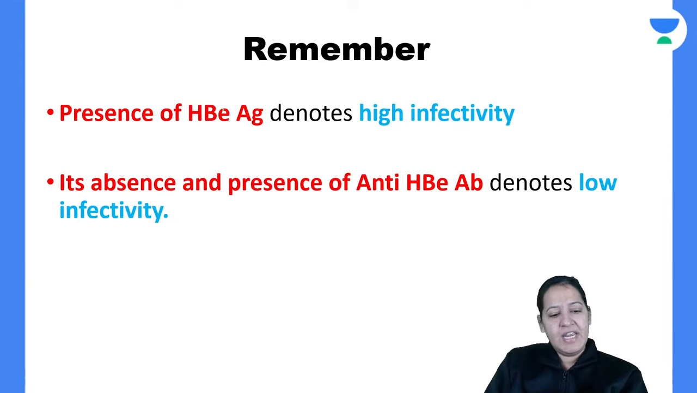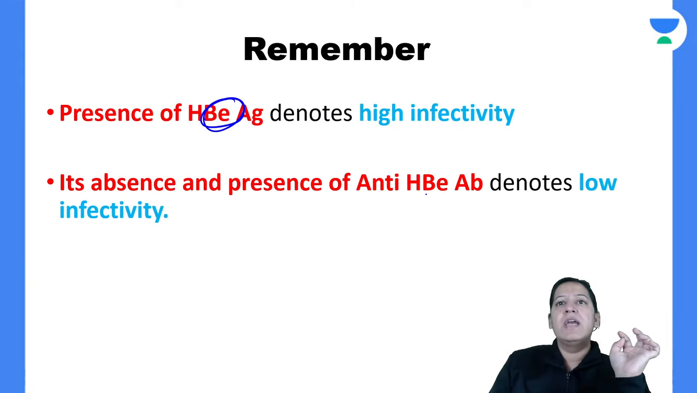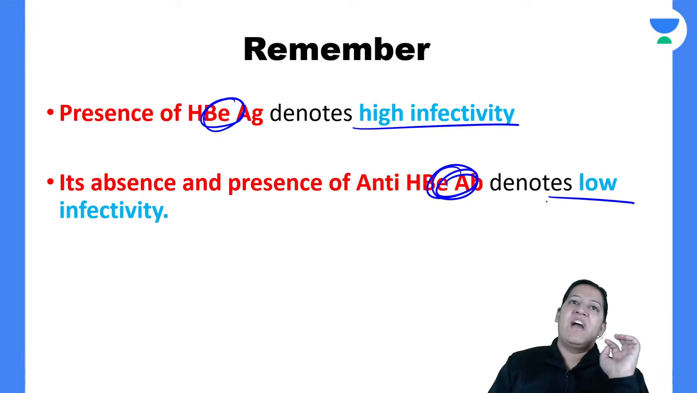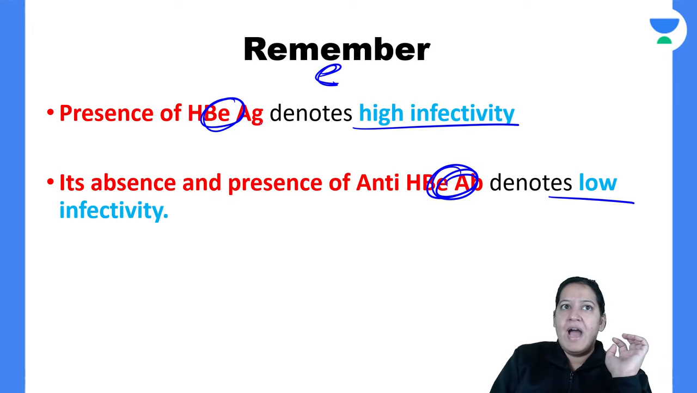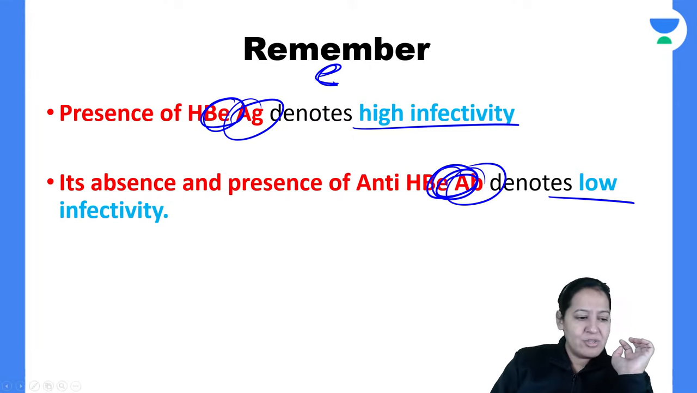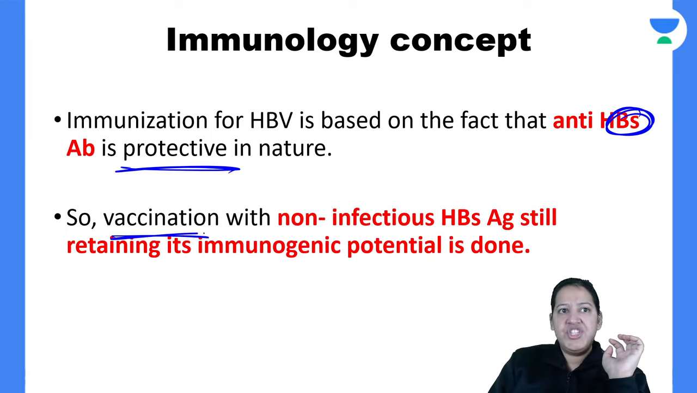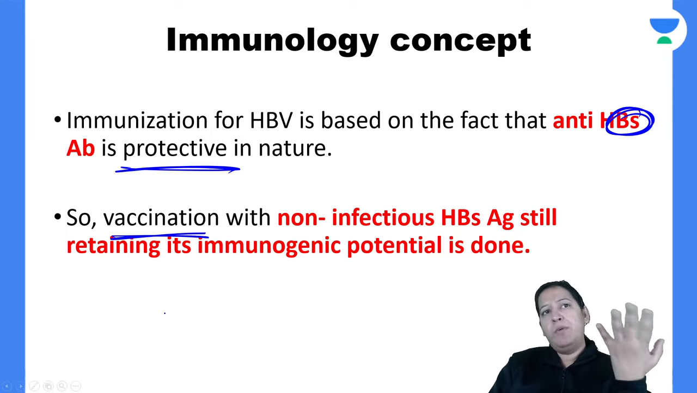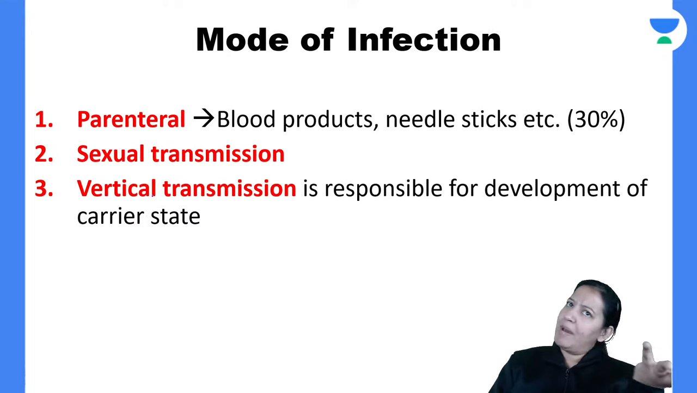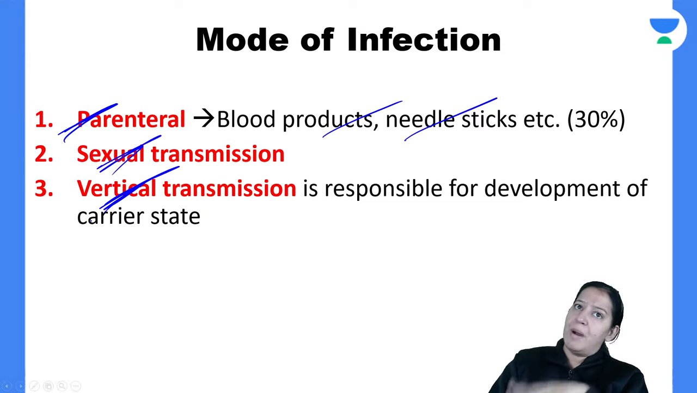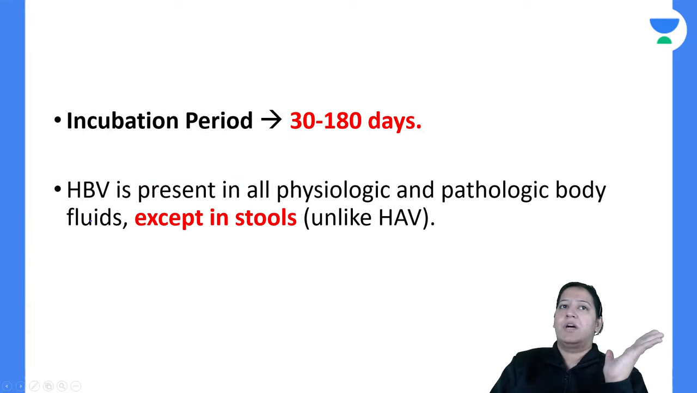So E indicates, that is the same thing written in theory. E antigen indicates high infectivity, or E antibody indicates low infectivity. That is about E. Antigen, antibody, that is related to infectivity. S antibody is protective in nature, indicating vaccination and immunity. Immunity, vaccination, protection. Modes, I have already told you. There are three modes: parenteral, via blood products, needles, sexual contact, and vertical. Vertical is from mother to the fetus via placenta.